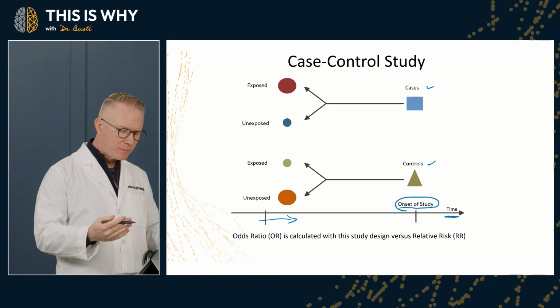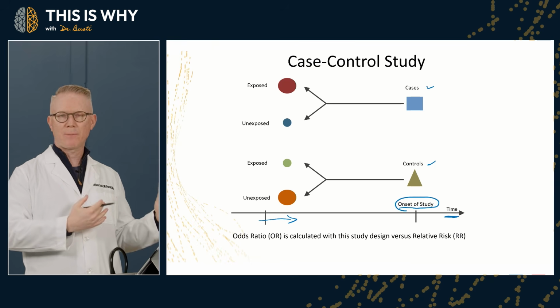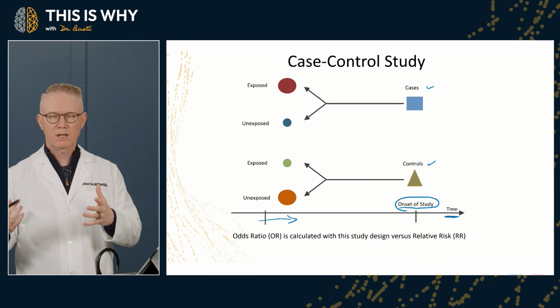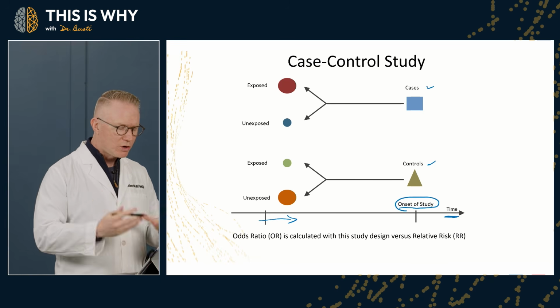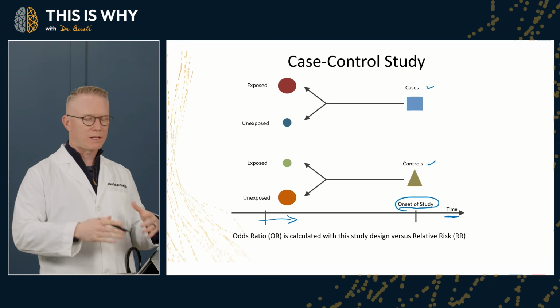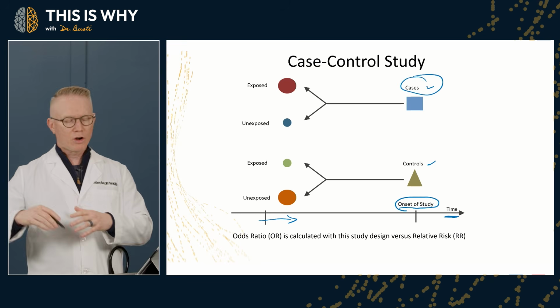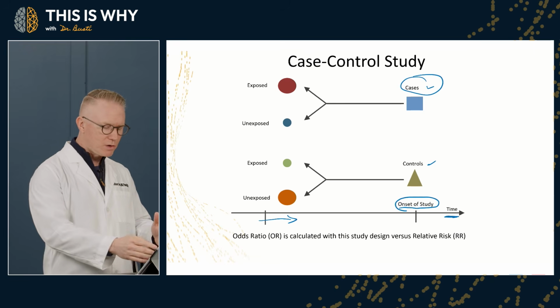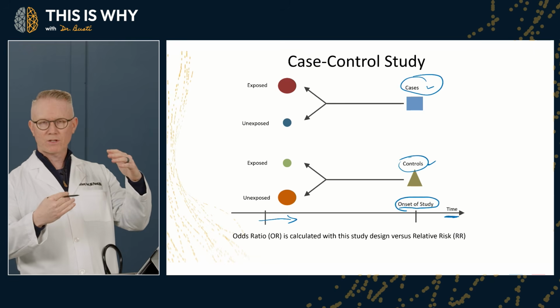And so this is typically where odds ratios are calculated in this type of study design, versus a relative risk, which tends to be more prospective cohort analysis, okay? But you're looking for exposure. So let's say the cases over here are lung cancer. And you're going backwards in time, and the controls over here have patients with no lung cancer, but they look similar to the patients who do.